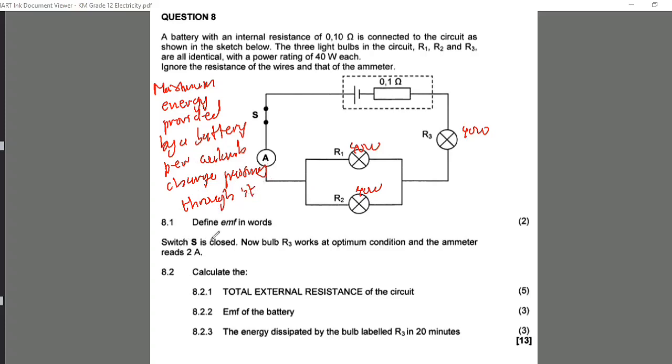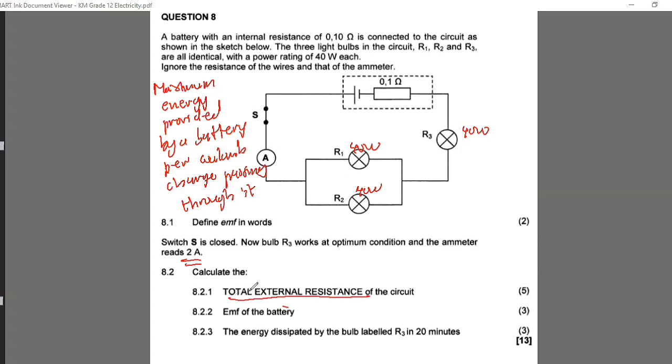Right. Then switch S is closed. Now bulb R2 works at optimum condition and the ammeter reads 2 amperes. Right. So it works at optimum condition, meaning at the maximum condition, and then calculate the total resistance of the circuit, right? So to calculate the total resistance of the circuit, remember here total external.